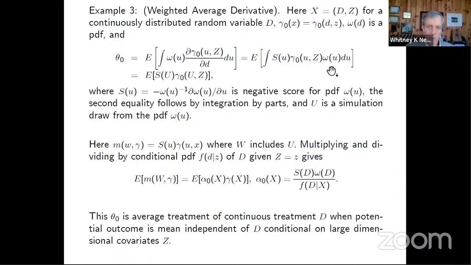Because the weight comes once you multiply by the conditional density, that gives you the integral over the marginal distribution of Z. And so you have to pull the weight in here. So it's the score times the weight divided by the conditional density of D given Z. Okay, so that's the Riesz representer here.